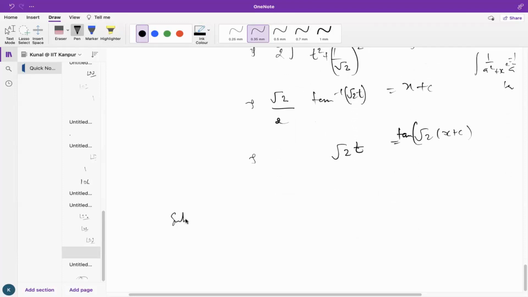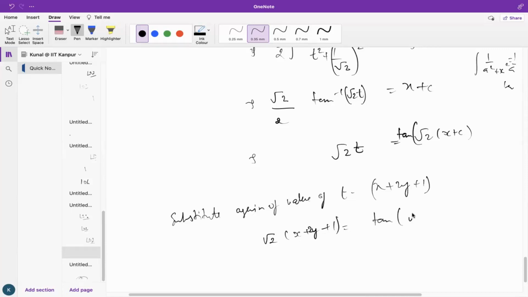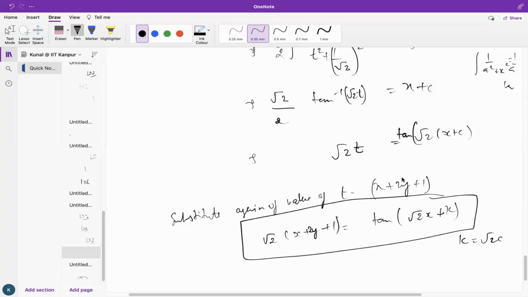So let's try to substitute here the value of t again. The value of t that we substitute here will be x plus 2y plus 1. So what will we get? We'll get root 2 times x plus 2y plus 1 is equal to tan of root 2x plus some constant k, where k is equal to root 2c. So this is actually the general solution of our given differential equation.